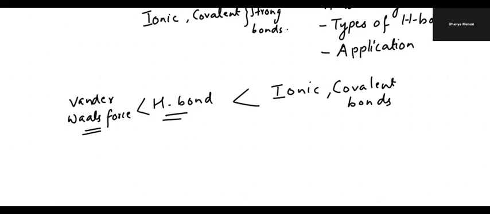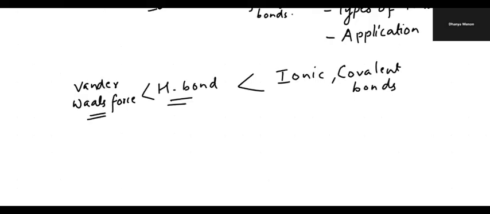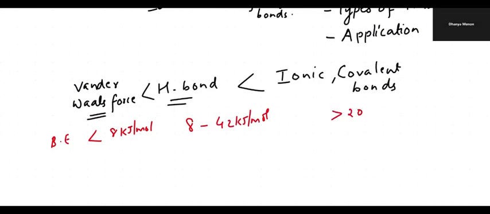Okay. Now, for van der Waals force, the bond energy is less than 8 kilojoules per mole. It is very less. Okay. But for hydrogen bond, it is between 8 to 42 kilojoules per mole. So you can see it is stronger than van der Waals force. And for ionic and covalent, it is above 200 kilojoules per mole. So they are the strongest compared to the hydrogen and van der Waals forces. I hope you are with me till here. Right.